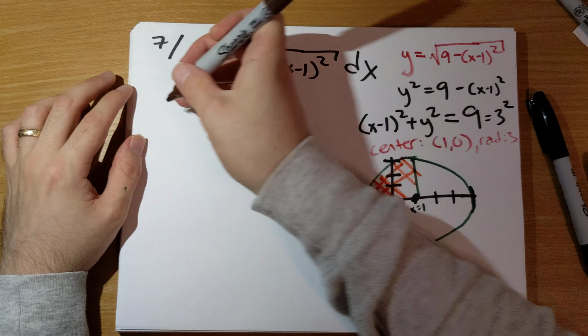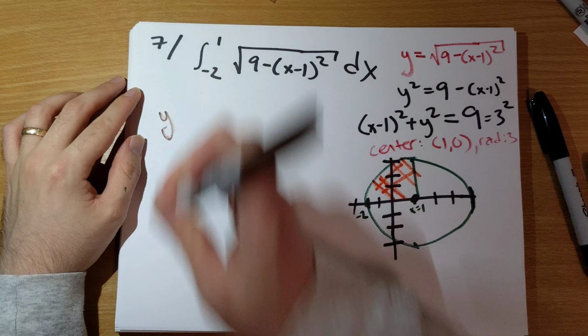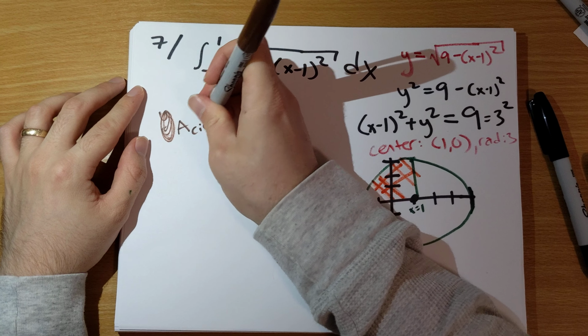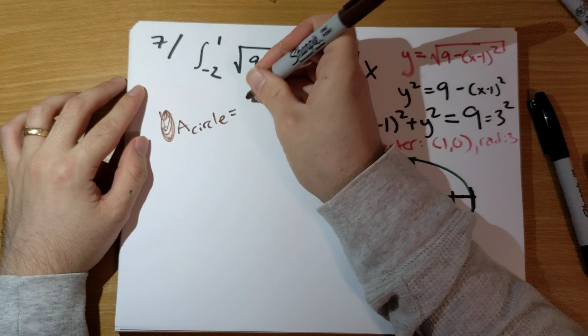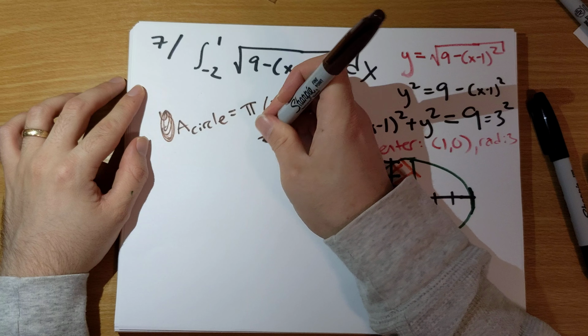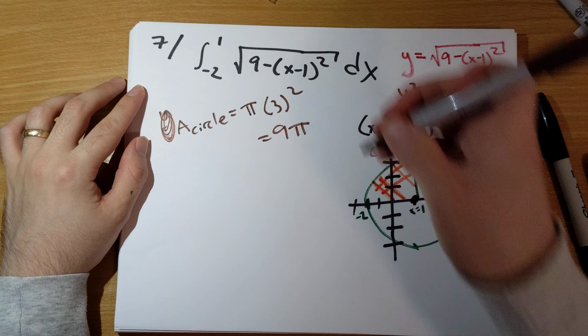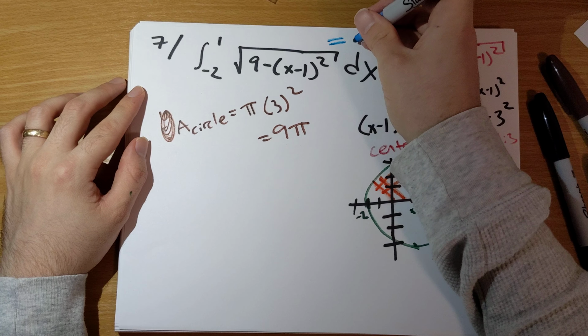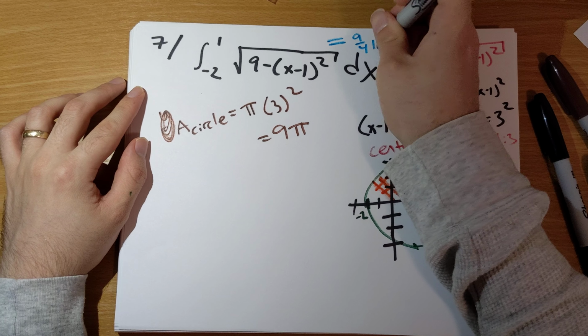So what do we end up with? The area of the entire circle is pi times r squared, which is 9 pi. So the area of a quarter circle is going to be 9/4 pi.